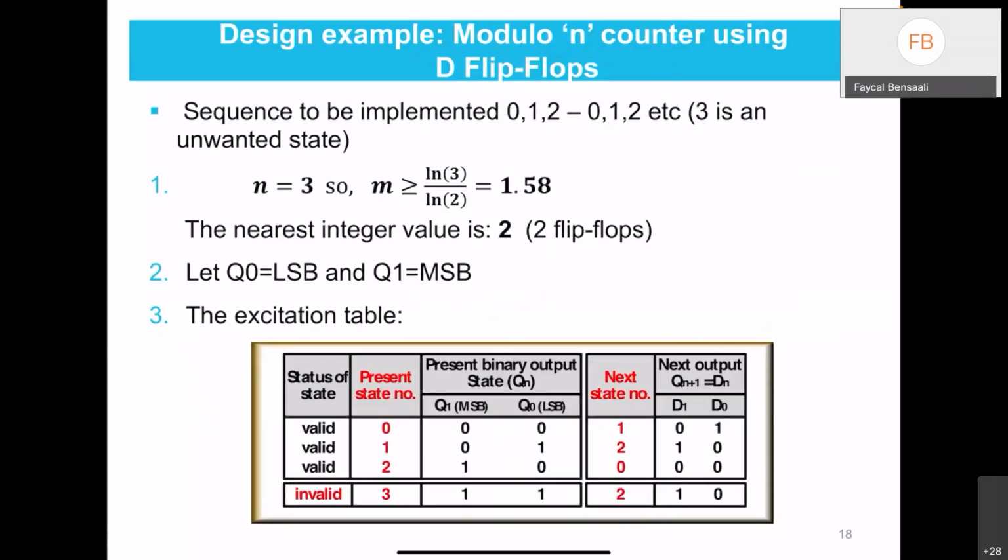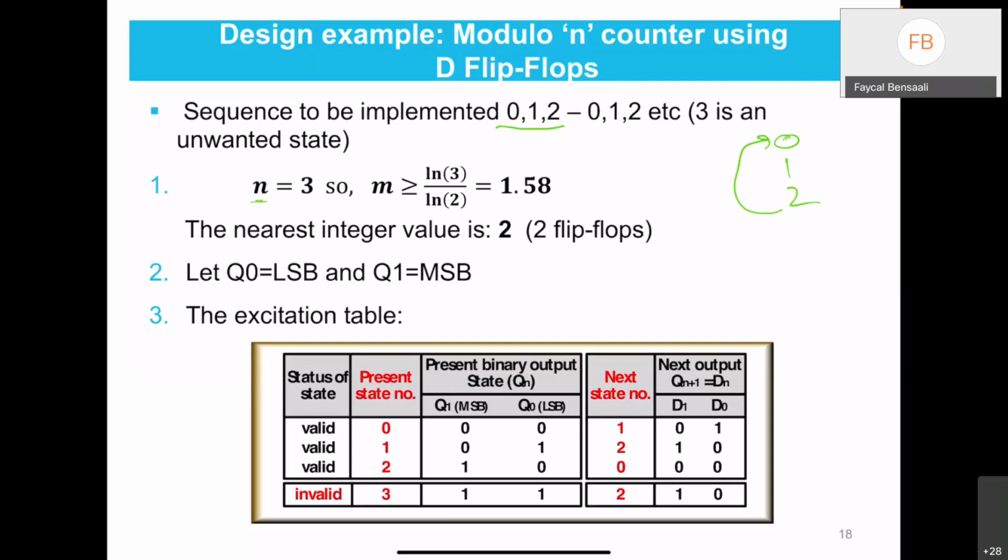So we want a counter that does this sequence 0 1 2 0 1 2. So it counts from 0 1 2 and then goes back, which means I don't need 3. I stop at 2. Remember, when we talk about modulo n, we are not talking about asynchronous. I cannot do it with asynchronous. Asynchronous is a counter that counts up, and that's it. Now we need different sequences, so automatically it's synchronous.